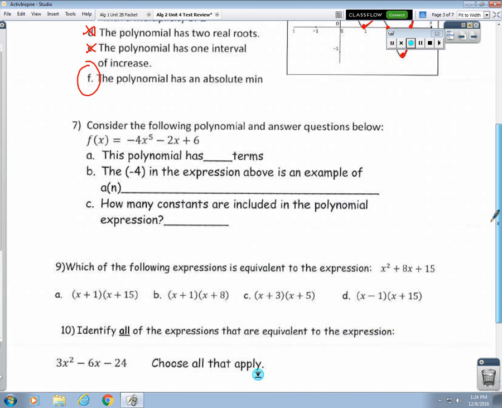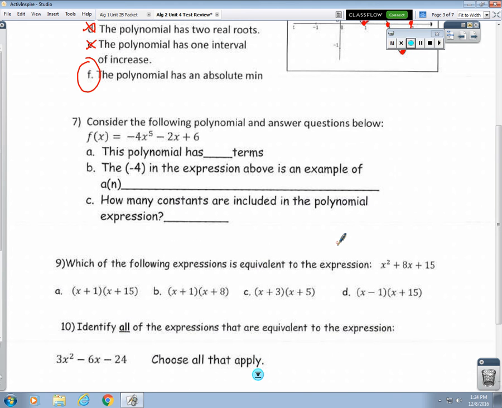Number 7. Consider the following polynomial and answer the questions below. This polynomial has blank terms. No, you don't have to graph this one to answer these. The polynomial has blank terms. 3. Negative 4x to the 5th is one term, negative 2x is the second term, and 6 is the third term. The negative 4 in the expression above is an example of a or an.